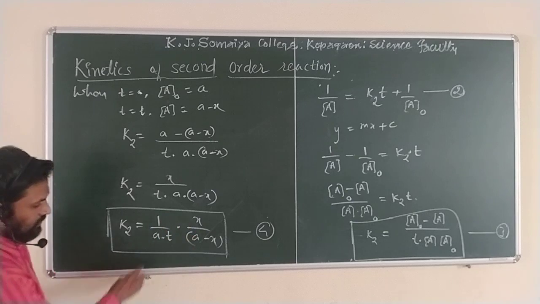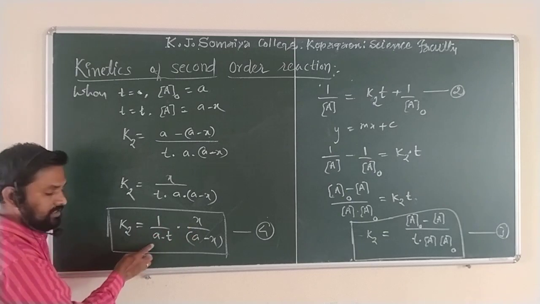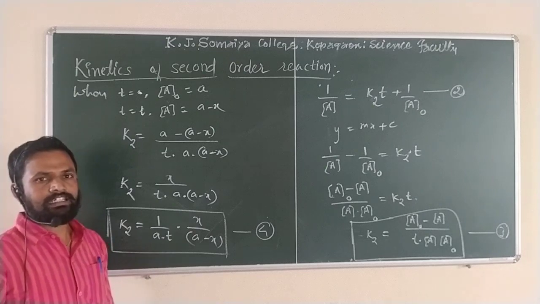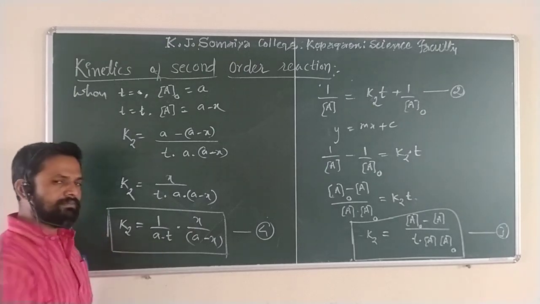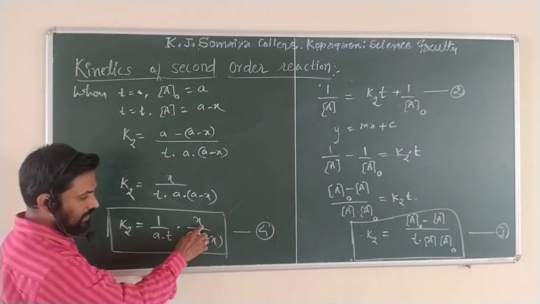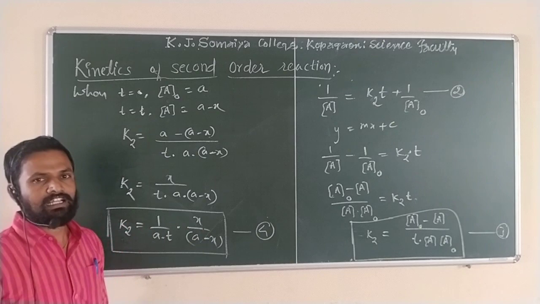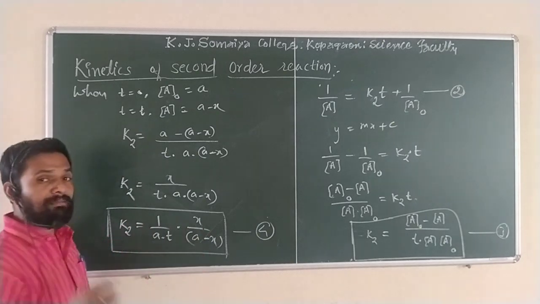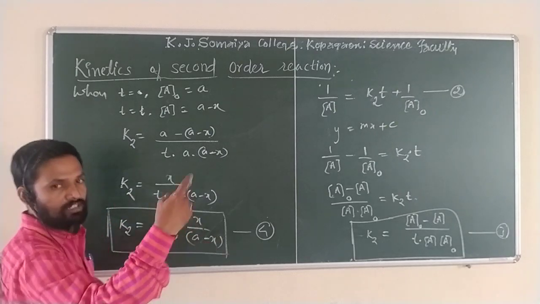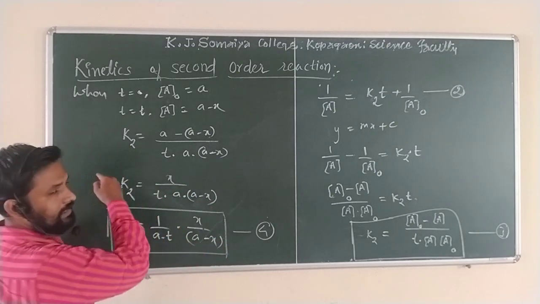What are the terms here? This is very important, you have to understand the terms. k2 equals 1 upon at. A is the initial concentration. What is t? Time at time t. If you want to find the rate constant at any time, that will be the time for this rate constant. And what is x? x is the product concentration at that time. And what is a minus x? a minus x is the concentration of reactant remaining at that time.